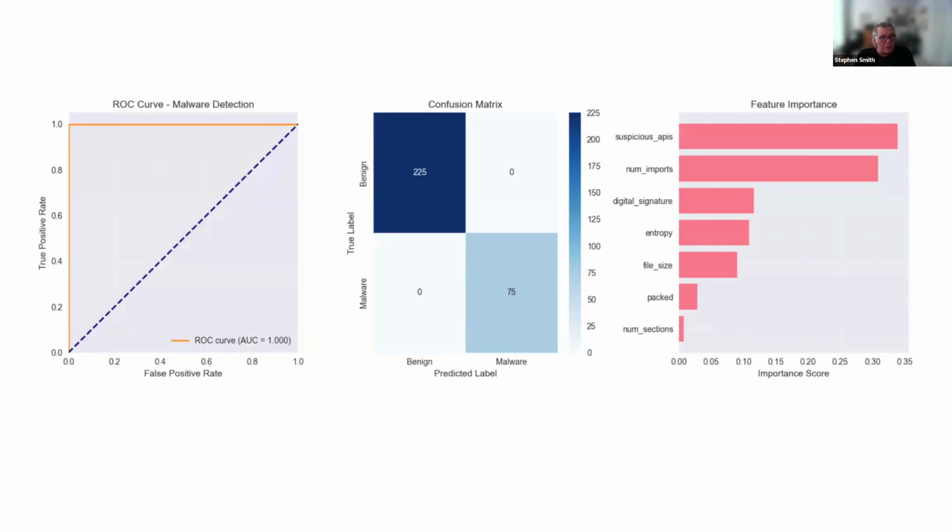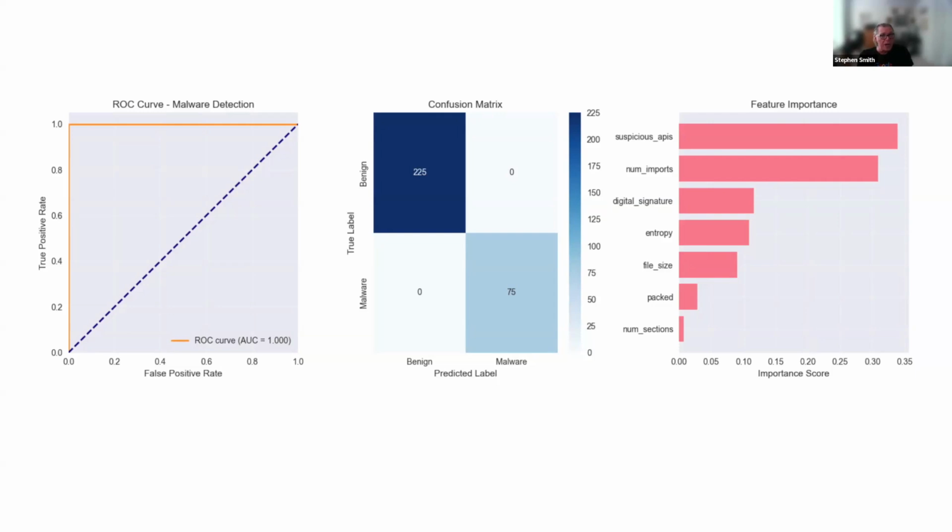So probability: what's the odds that I'm right or wrong? That's where the confusion matrix comes in. And then you need to have a classification report, which gives you the precision and recall metrics.